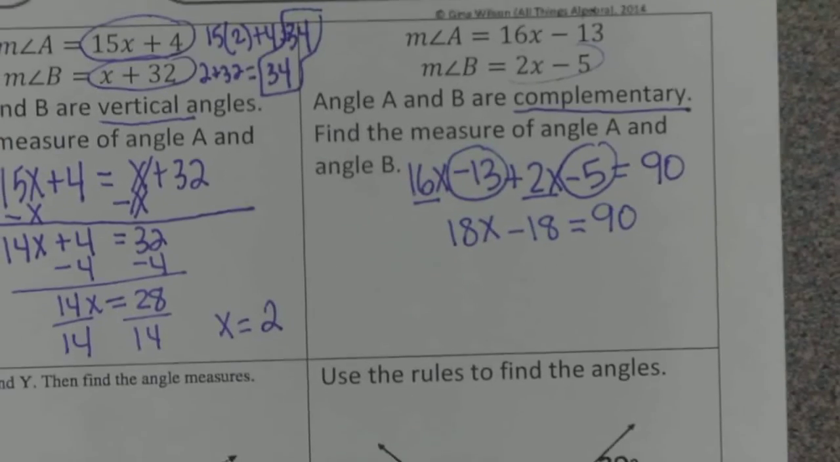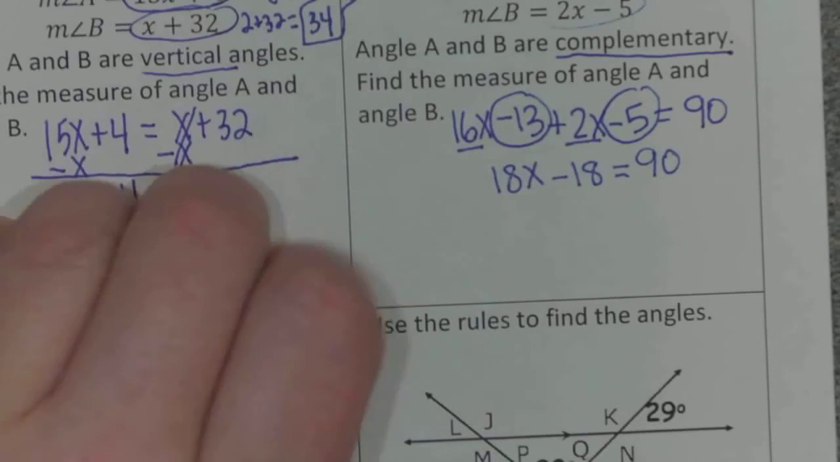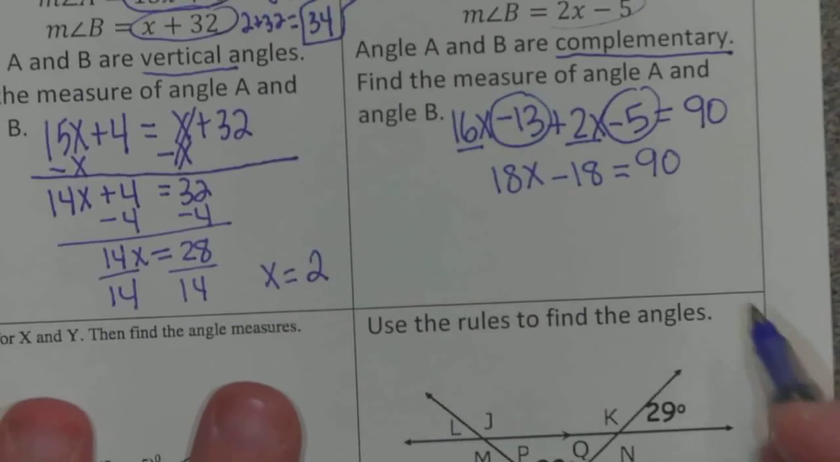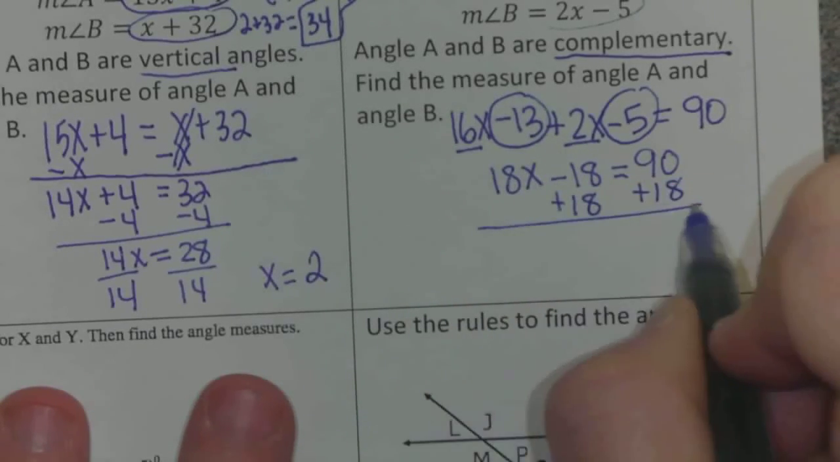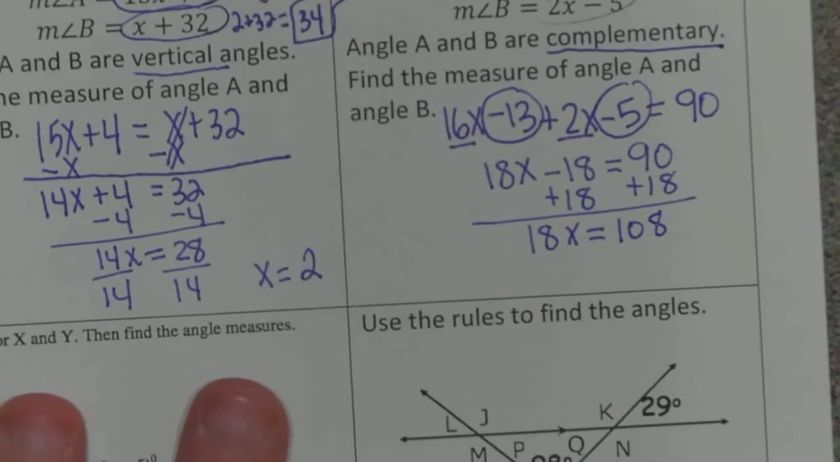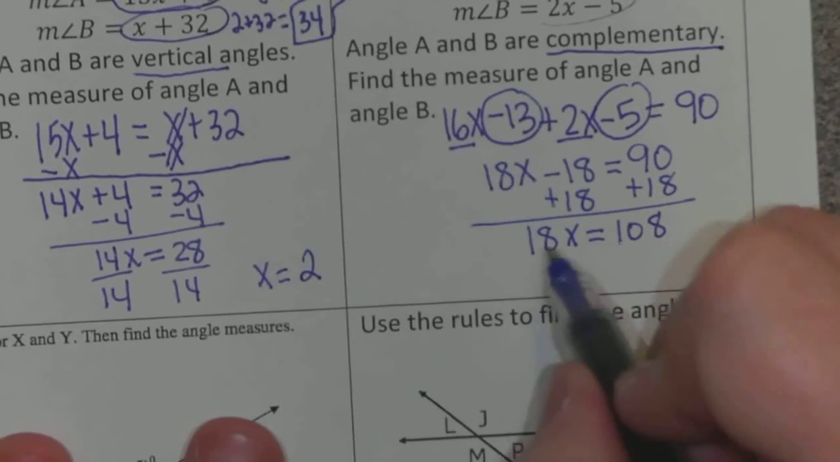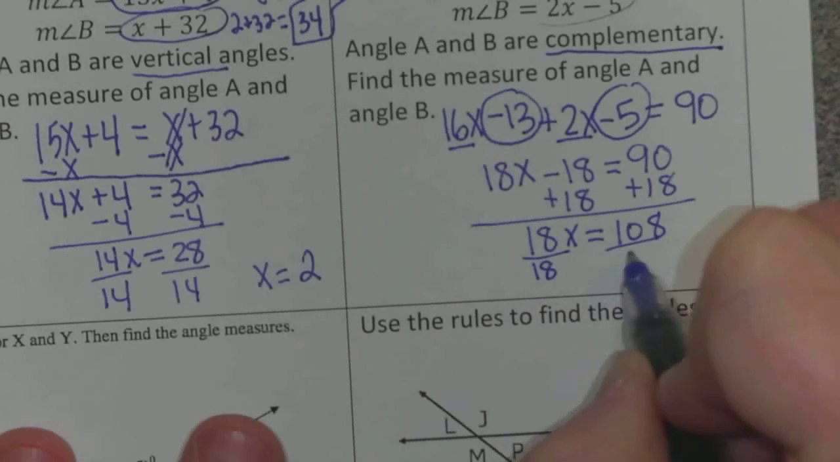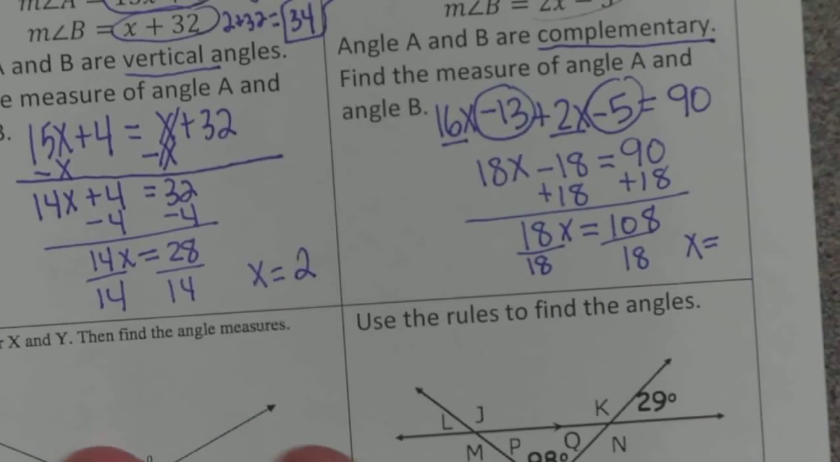Now it's just a simple two-step equation where I just move stuff. So the first thing I have to move is the minus 18. How do I move it to the other side? I add it. So I get 18x equals 108. And then divide both sides by 18 to solve for the x. 108 divided by 18 is x equals, I think it's 6. Anybody else got it? 18, 6.